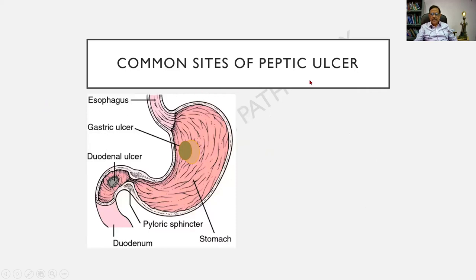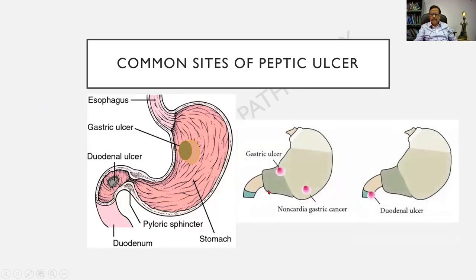And there are the common sites. One is a gastric ulcer, another is a duodenal ulcer. Duodenum in the first part of the duodenum, and stomach towards the lesser curvature. So gastric ulcers, whereas a malignant one will be more towards the greater curvature. That is a cancer.